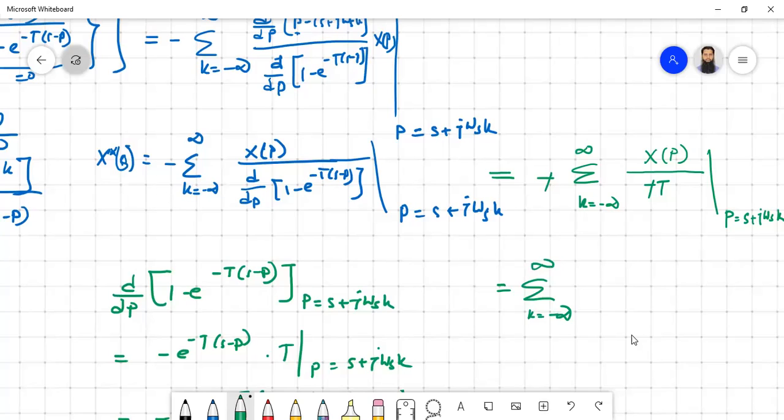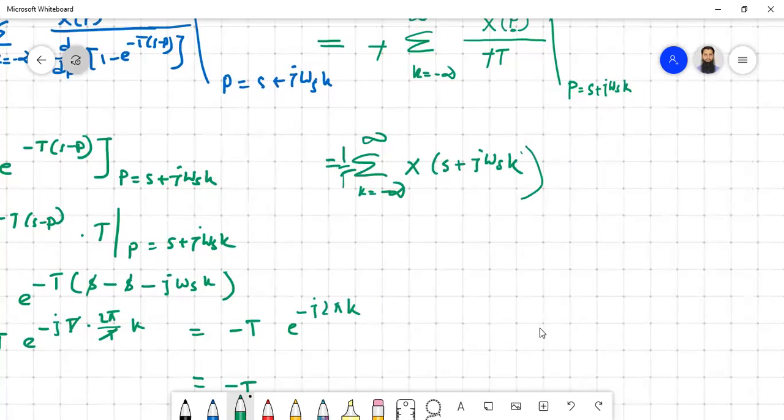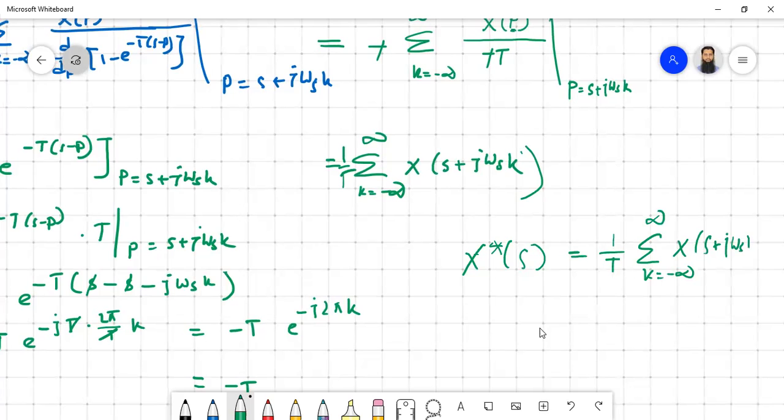Simply, we can put the value of p here. So 1 by T, which you can also take in front. 1 by T, then X(s plus j omega_s), squared formula. So we can see that our X star(s) is becoming 1 by T, summation of k equal to minus infinity to infinity. Then your X is simply replaced by s plus j omega_s k, and the p is simply replaced by s plus j omega_s k. Okay.